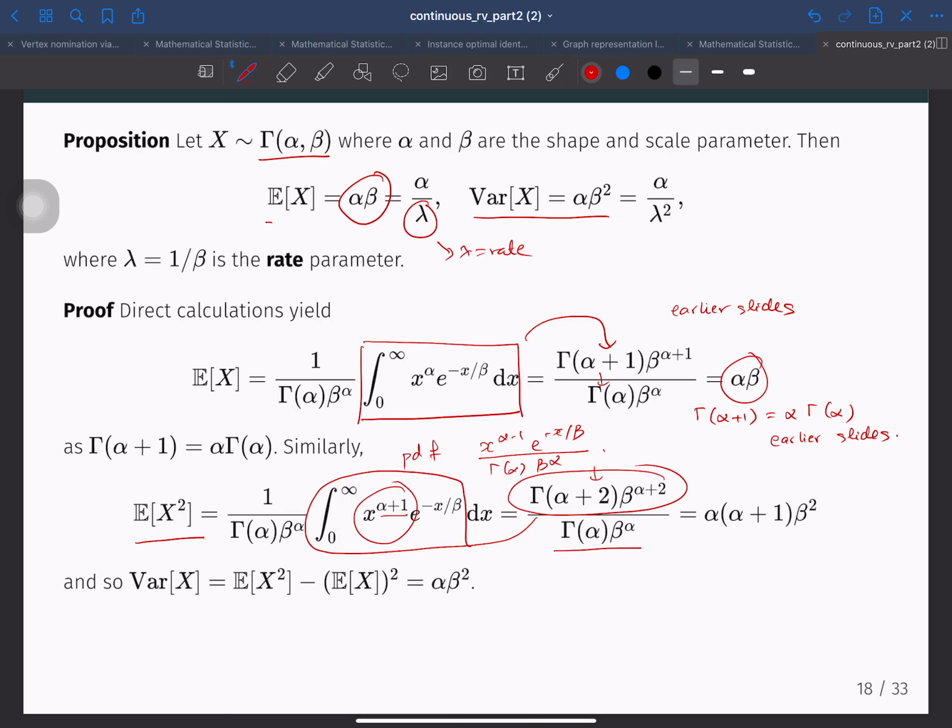And then finally, you have gamma alpha beta to the alpha for the denominator here. And using the same trick that gamma of alpha plus 2 is alpha plus 1 times gamma alpha plus 1, which is now alpha plus 1 times alpha gamma alpha. So this term cancels out with this term. And so you have left this expression, and so the variance is easily shown to be alpha beta squared.